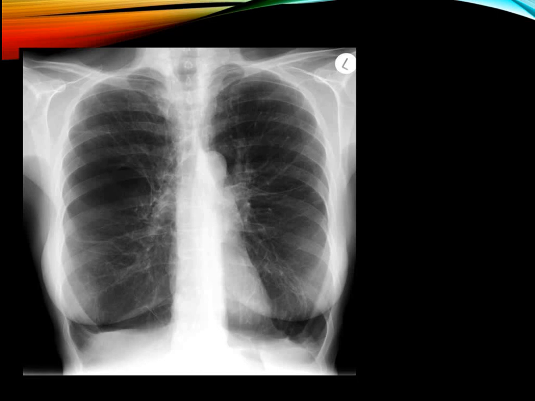The third and most important point is the diaphragms. Notice that the shape of the diaphragm is abnormal. This is called a flat diaphragm. All these signs collectively give us the diagnosis of obstructive lung disease, mainly emphysema.